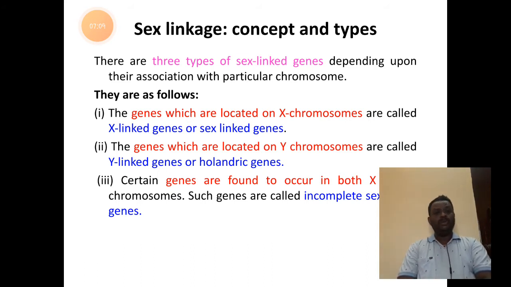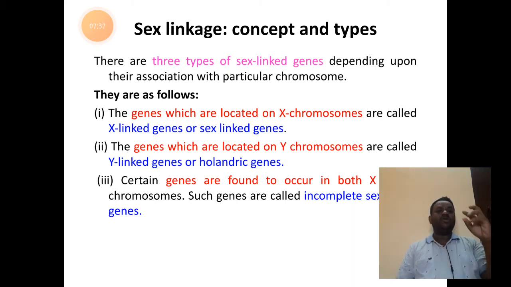Coming to the types of sex linkages. So we have understood what is link or linkage of genes, and then what are sex-linked genes or sex linkage. The next concept is the types of sex linkages or sex-linked genes. As we have understood, there are three major types of sex-linked genes related to the allosomes.